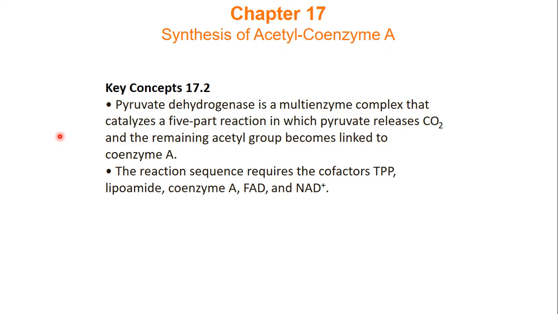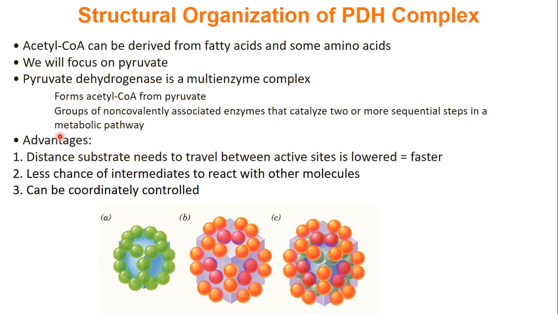In this video, we're going to go over how we convert pyruvate to acetyl coenzyme A, which can then be used in the citric acid cycle. So first, we're just going to start with the enzymes that do our chemistry for us. As I mentioned in the previous video, acetyl-CoA can come from fatty acids and amino acids, but we're going to focus on pyruvate here. And the enzyme or enzymes that do this, pyruvate dehydrogenase, is what we call a multi-enzyme complex.